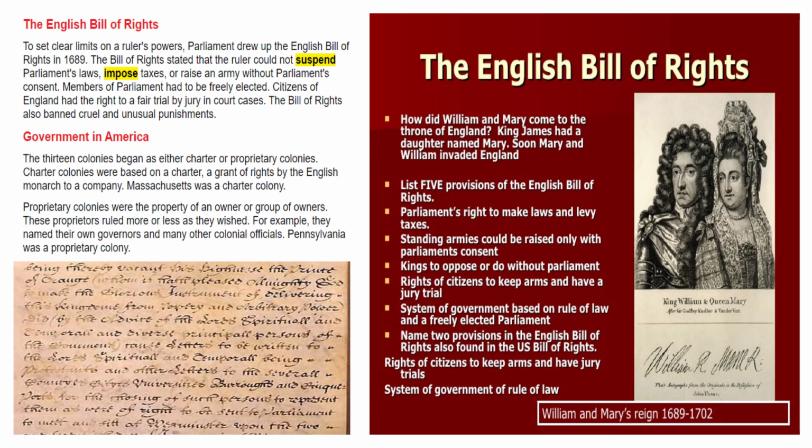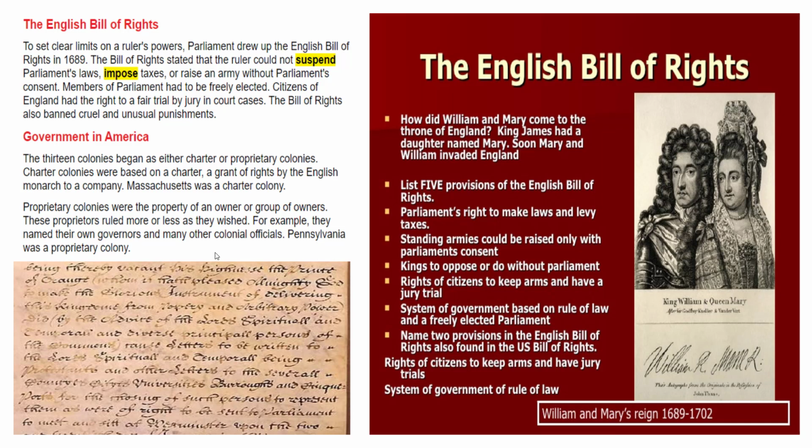And now we can answer question number 9. What were 5 things the English Bill of Rights stated? Number 1, it said that the ruler could not suspend Parliament's laws. Number 2, the ruler could not impose taxes. And number 3, the ruler could not raise an army without Parliament's consent. So all those things had to be approved by Parliament.